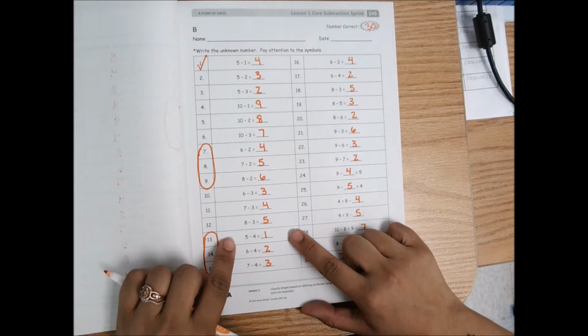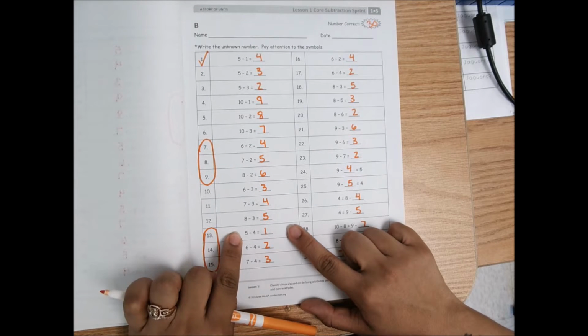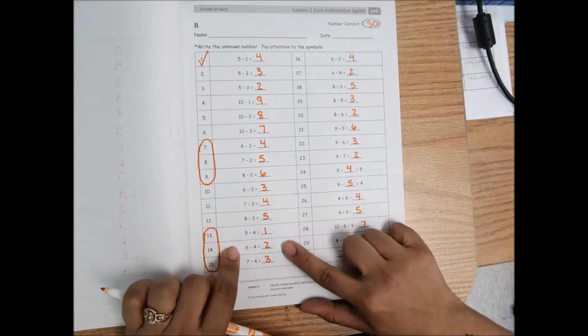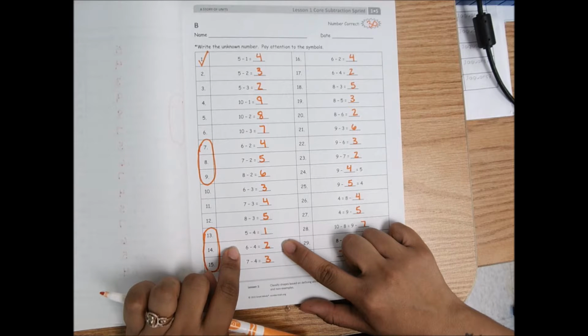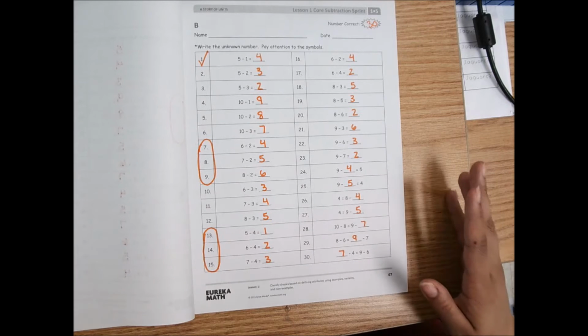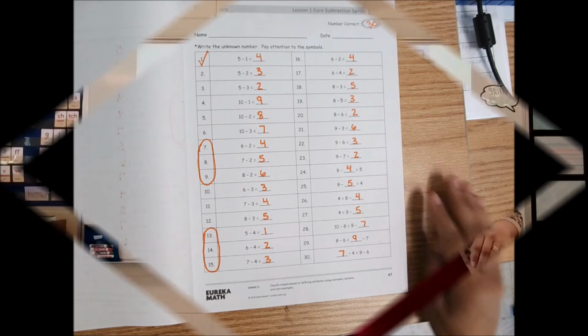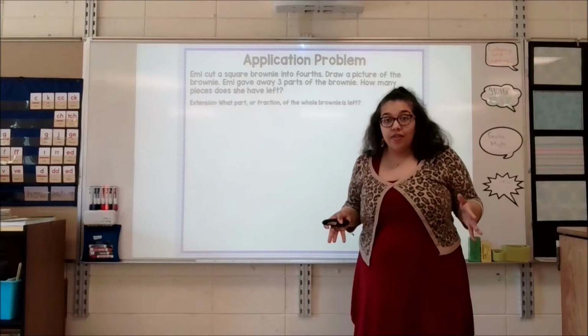A similar pattern emerges down here, only this time we're taking away 4. 5 minus 4 is equal to 1. 6 minus 4 is equal to 2. And 7 minus 4 is equal to 3. Great job! All right, now let's continue with our lesson. Great work on that sprint.